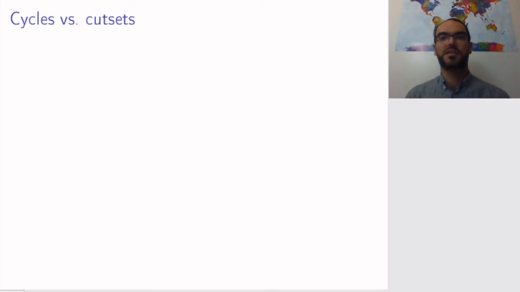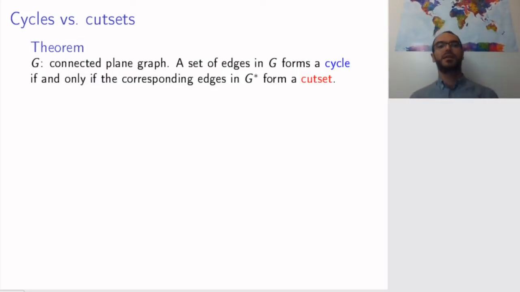One more interesting property about the dual is the relation between cycles and cutsets. So you might have got the feeling from exercises and previous discussions that cycles and cutsets seem to relate to each other in a certain way or another. And indeed, if G is a connected plane graph, then a set of edges in G form a cycle if and only if the corresponding edges in G star form a cutset. So let's look at an example.